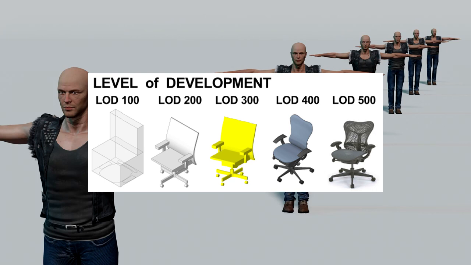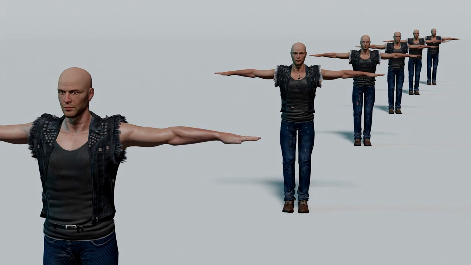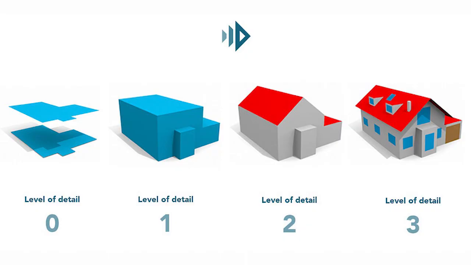In the Unreal Engine, LOD refers to the technique used to optimize the performance of 3D models by reducing their complexity at a distance or when viewed from certain angles. The LOD system is commonly used in game development to ensure smooth and efficient rendering.